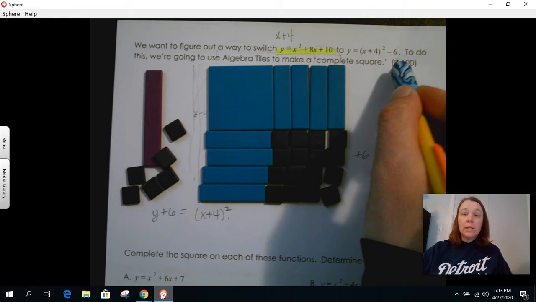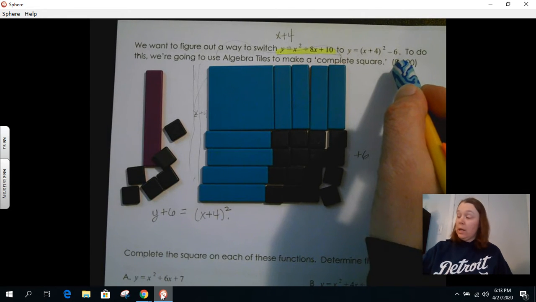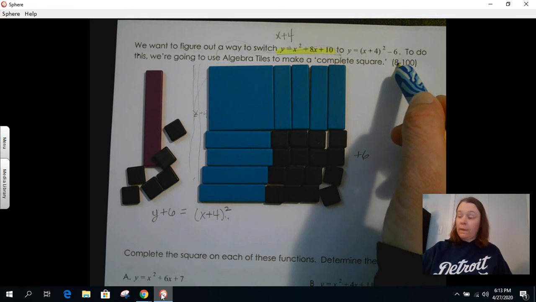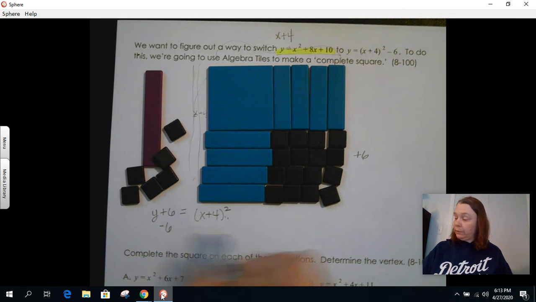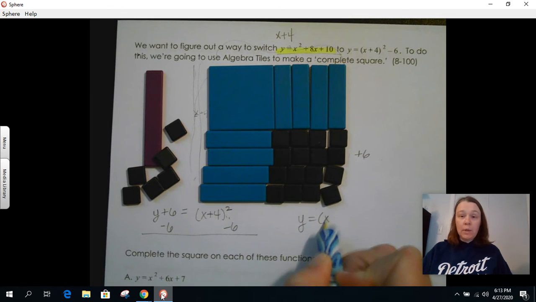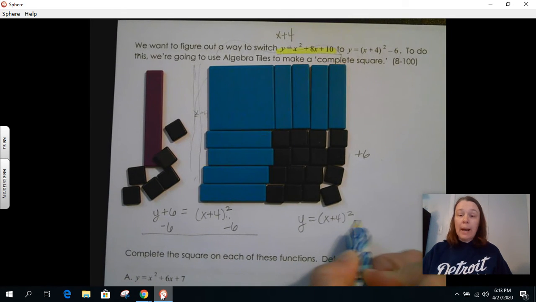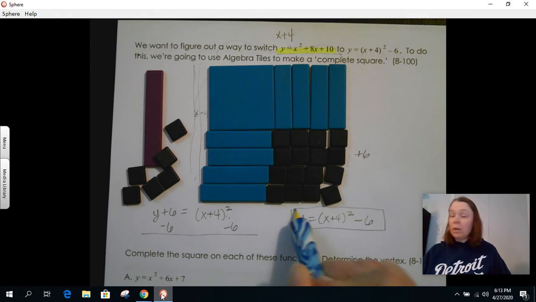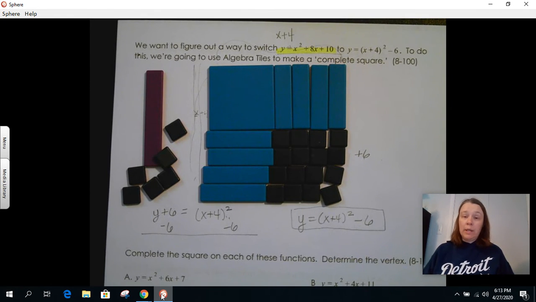Okay, so think, what is the thing that I'm going to have to do to get this into this form? I'm going to subtract 6. And so then I'm left with y equals x plus 4, that quantity squared, minus 6. And that is how we're going to think about that idea of completing the square.